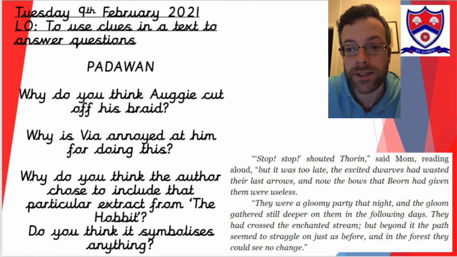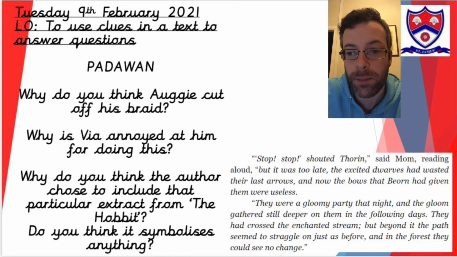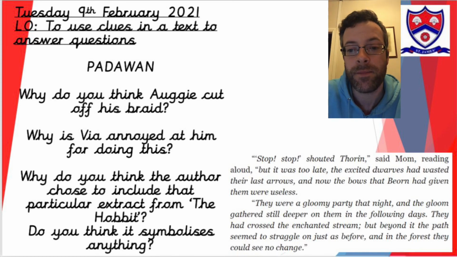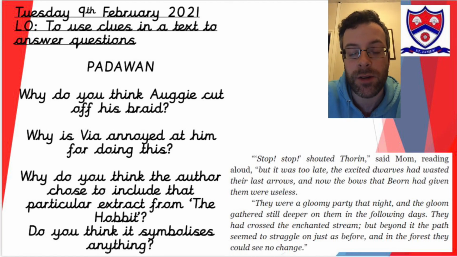But it was too late. The excited dwarves had wasted their last arrows, and now the bows that Bjorn had given them were useless. They were a gloomy party that night, and the gloom gathered still deeper on them in the following days. They had crossed the enchanted stream, but beyond it the path seemed to straggle on just as before, and in the forest they could see no change.